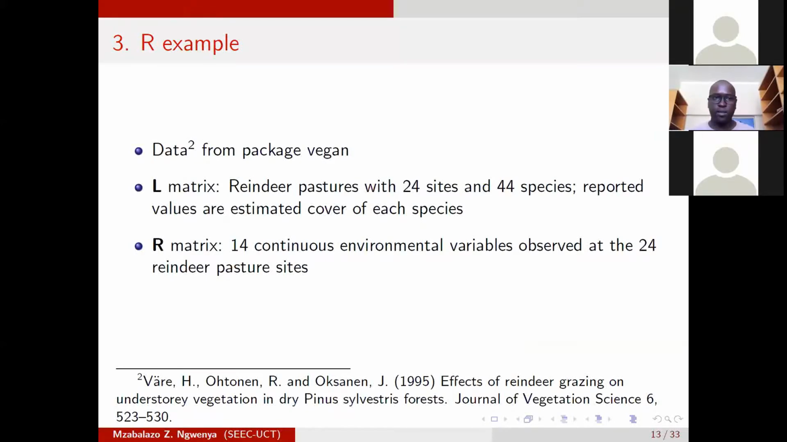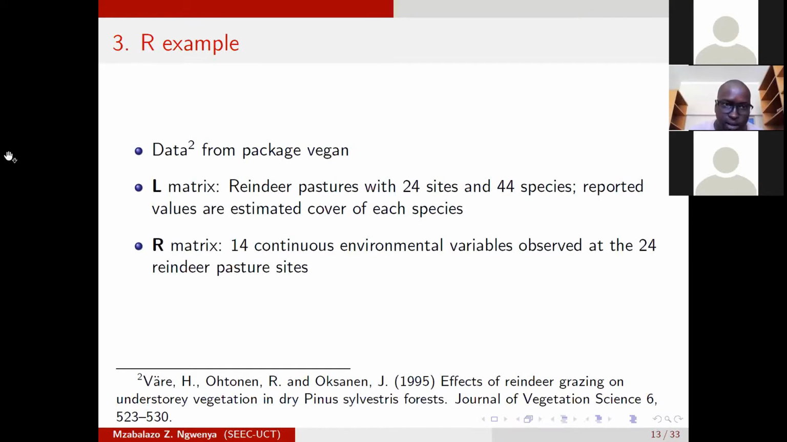Okay, so that's all the theory. Maybe we should look at an example to see what you can actually do with constrained ordination. We're going to use data from the R package vegan. If you're interested in knowing further about the data set, I've given the paper in which it was first used, on the effects of reindeer grazing on understory vegetation. You can have a look at that paper if you want to know more about that data set.